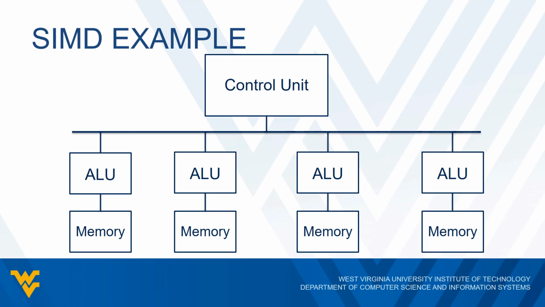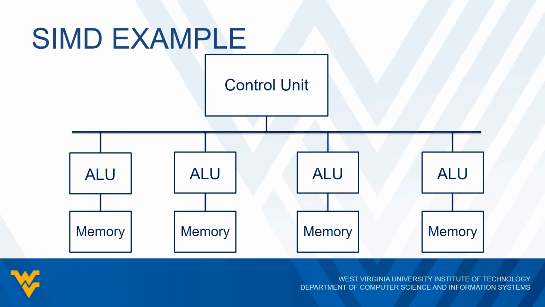Here is an illustration that gives us a model of the SIMD architecture. So the idea is that we have this one control unit, and it's going to broadcast the instruction to all of the ALUs simultaneously, and each ALU would have its own memory.